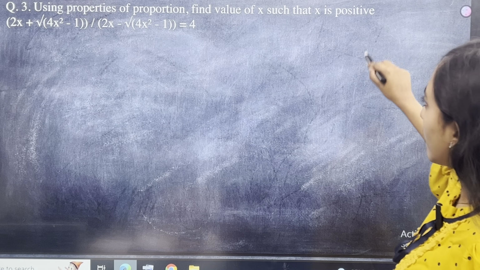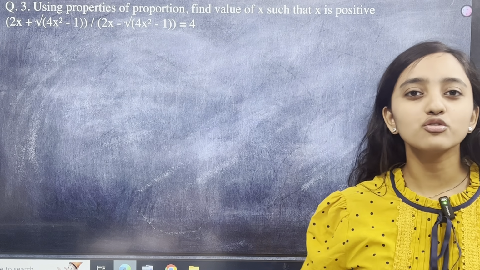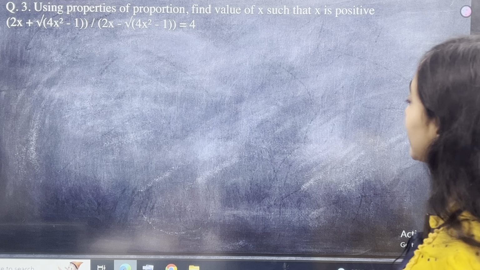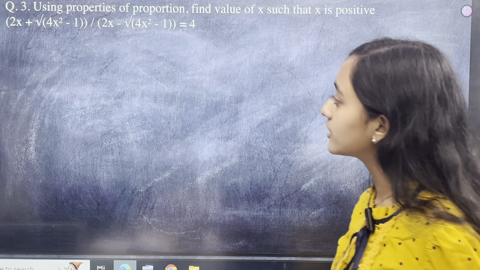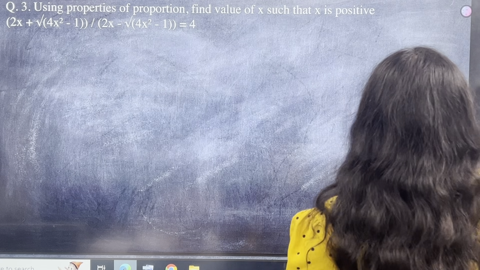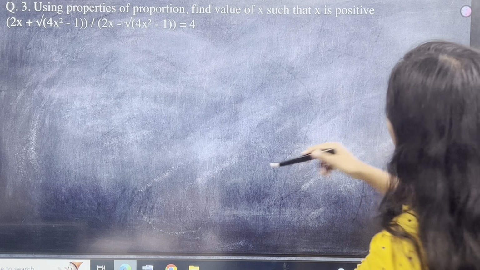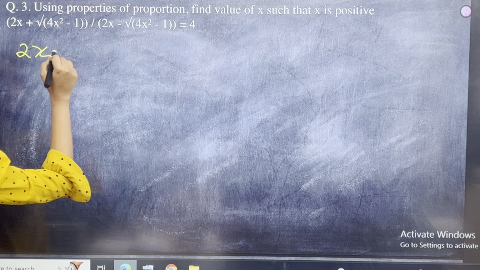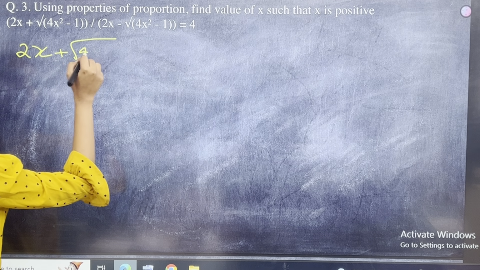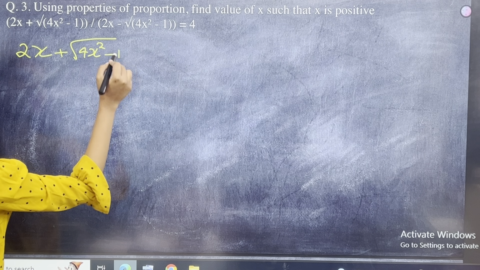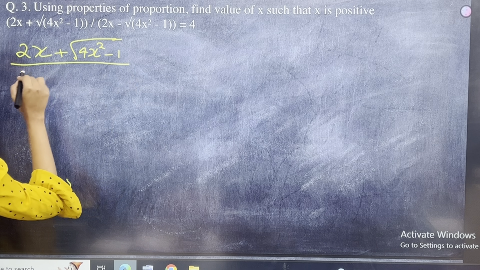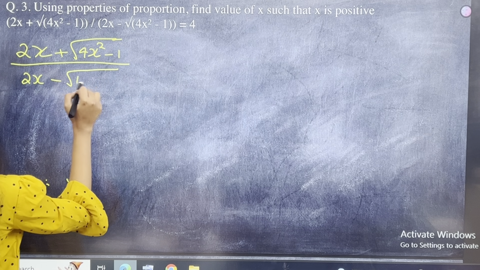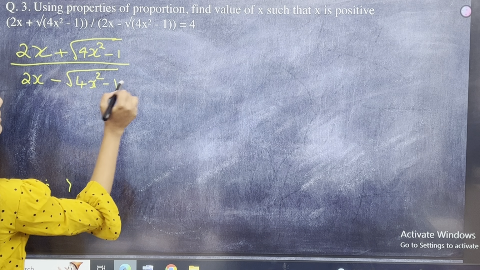Okay. So this question looks like a very easy question. Using properties of proportion, find the value of x such that x is positive. And this is a particular equation that is given to you. I will just rewrite that particular equation for you in case you don't understand from the text. So it is 2x plus root over 4x square minus 1 divided by 2x minus root over 4x square minus 1 is equal to 4.